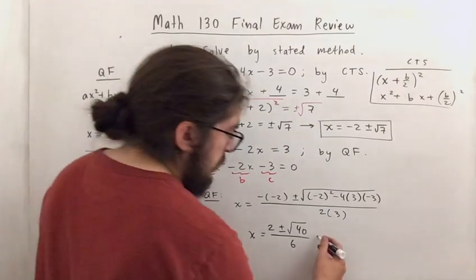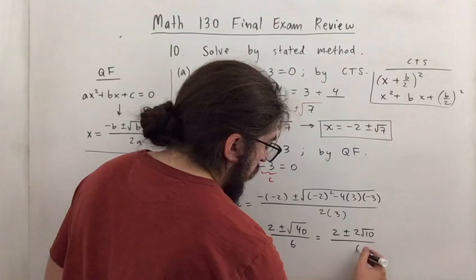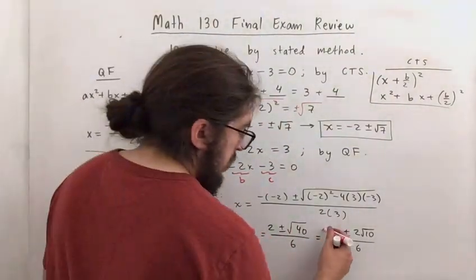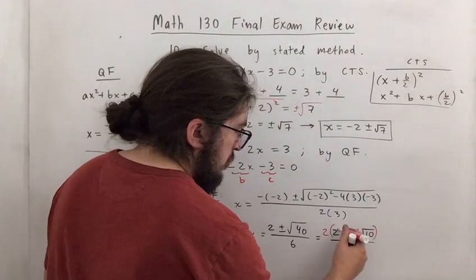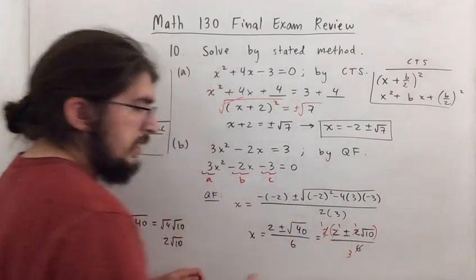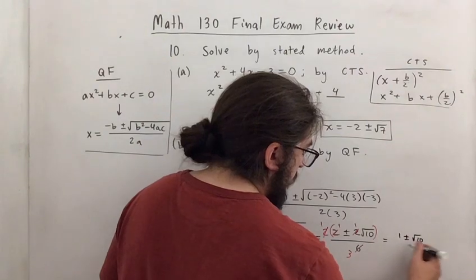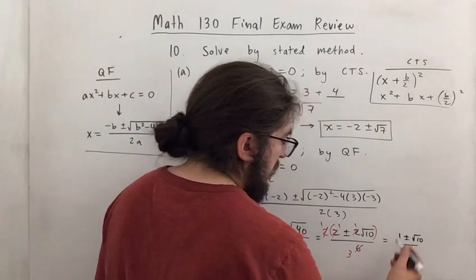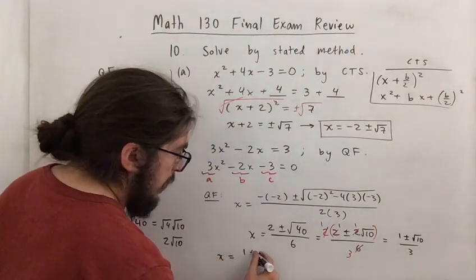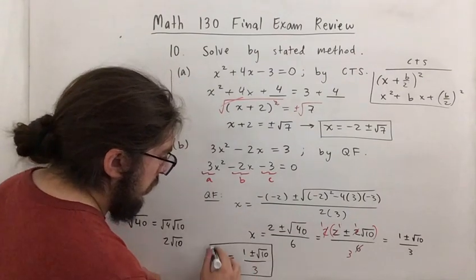So it may not seem like much, but we have 2 plus or minus 2 radical 10 now, all over 6. So if you pull the 2 out from the top by dividing these by 2, then you can cancel this 2 with this 6 to get 3. So what we have left is 1 plus or minus radical 10 all over 3. So it's x equals that, but let me write it, I guess, over here. X equals 1 plus or minus radical 10 all over 3. And there we go. Fantastic.